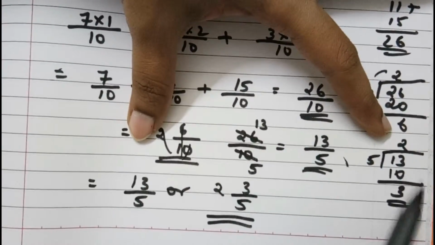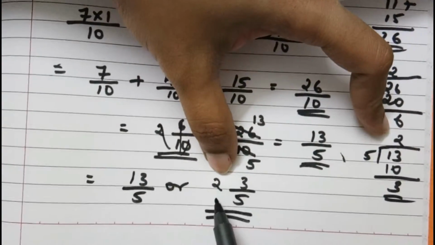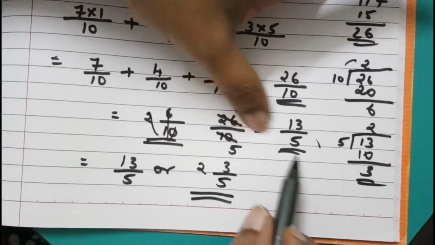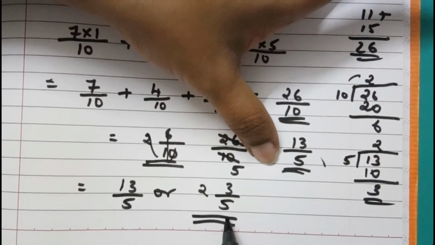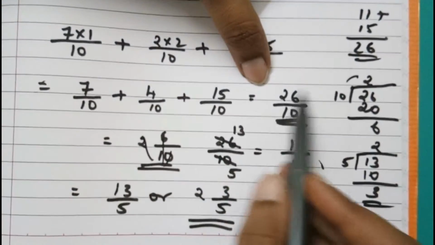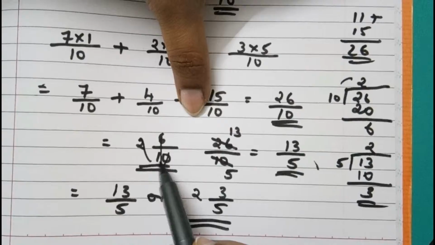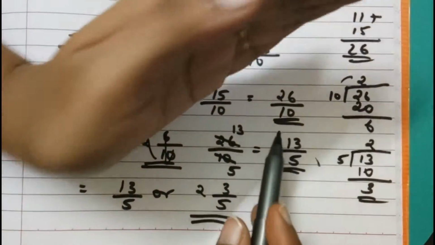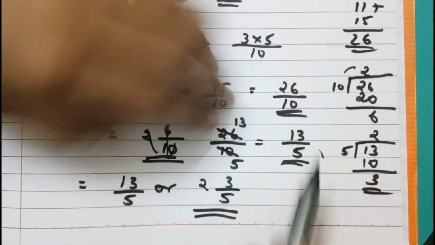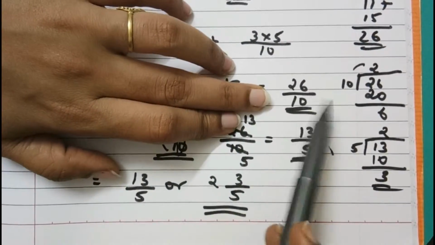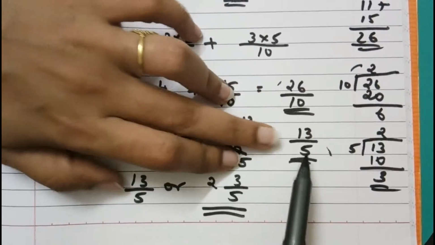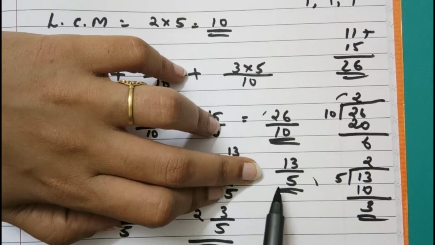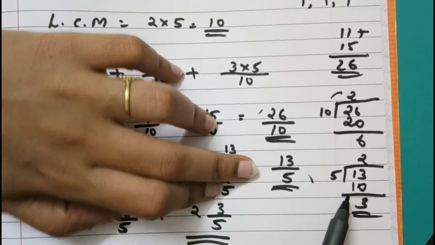How did we get 2 3 by 5? 2 is the quotient, which would be the whole number. 3 is the remainder, which would be the numerator, and 5 would be the same denominator. Understood? So what we did here, we directly calculated the mixed fraction, but we should not do that. We always need to see whether this number can be lowered down. Since it can be lowered down and the common factor in both is 2, it is reduced to 13 by 5, and then since this is an improper fraction, we calculated it into a mixed fraction.